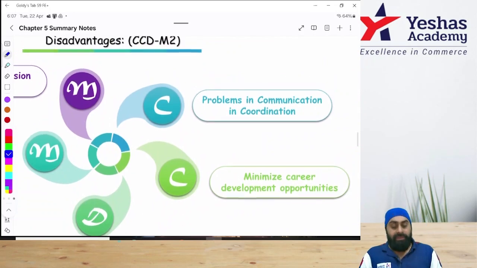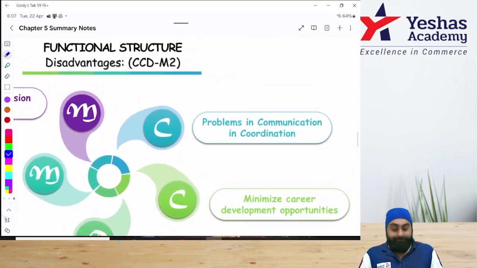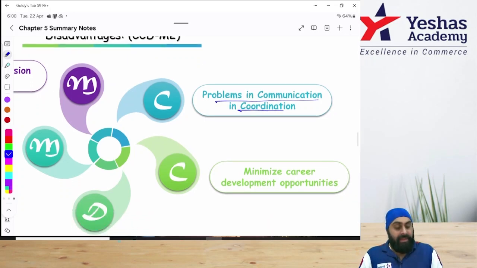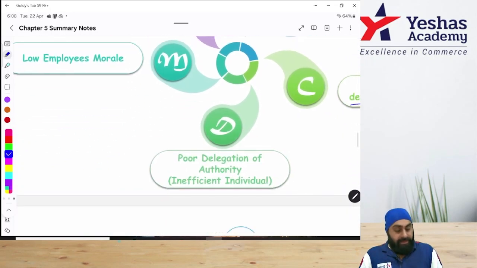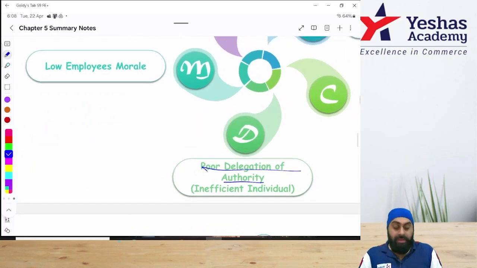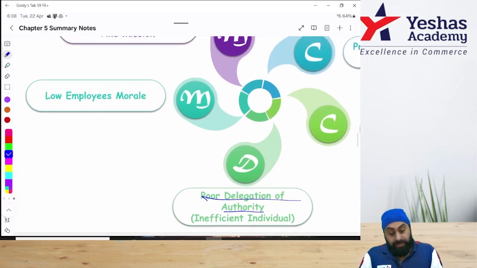Disadvantages. What are the disadvantages? First, there is a problem in communication and coordination. Since there are too many departments, there will be a problem of communication and coordination. There will be fewer career development opportunities. There will be poor delegation of authority. We will never know who needs to do the work, or what the level of efficiency is. And if you select a wrong departmental head, an inefficient person will take the entire department down.